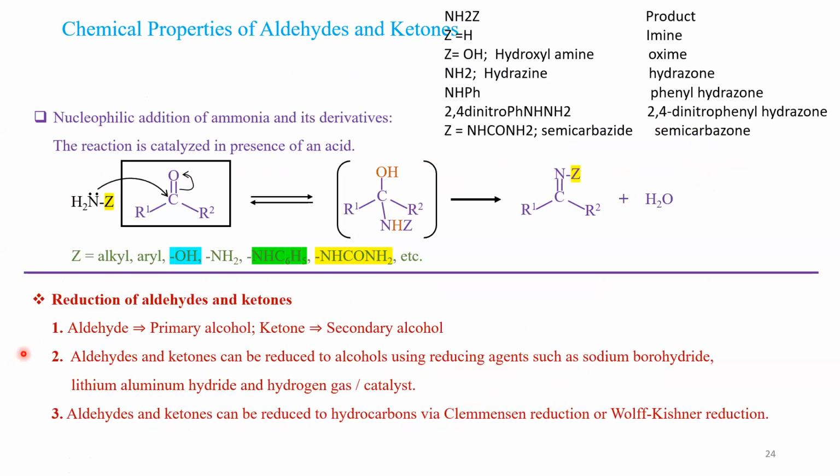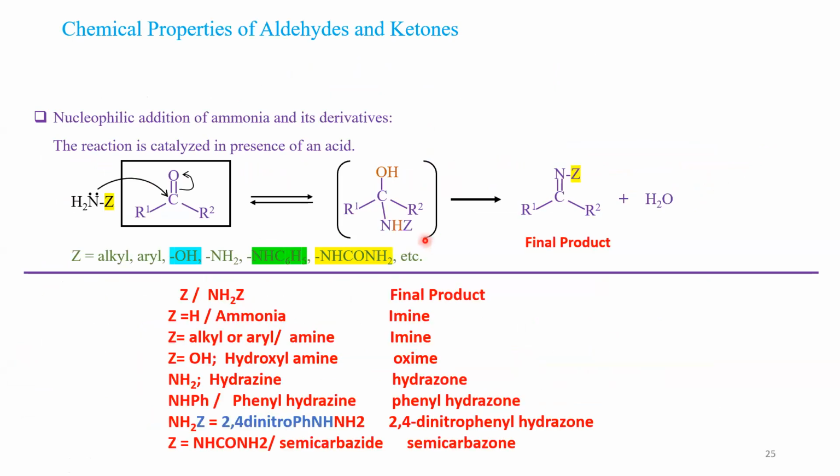Okay, so next we have nucleophilic addition of ammonia and its derivatives. Ammonia and its derivatives are commonly represented here as NH2Z. If Z is equal to hydrogen, it is ammonia. If Z is equal to some other group, it will be a derivative of ammonia. This represents an aldehyde or ketone.